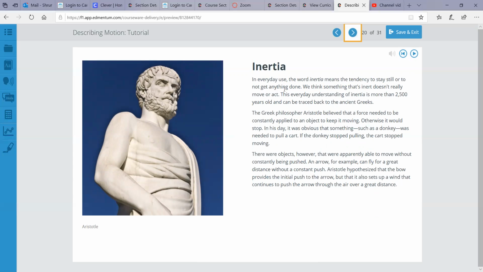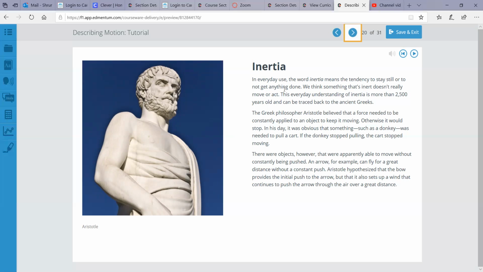Aristotle believed that a force needed to be constantly applied to an object to keep it moving. Otherwise, it would stop. In his day, it was obvious that something, such as a donkey, was needed to pull a cart. If the donkey stopped, the cart stopped as well.